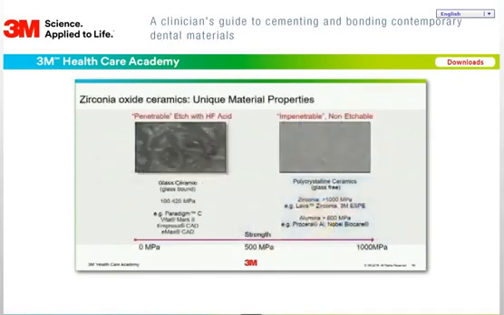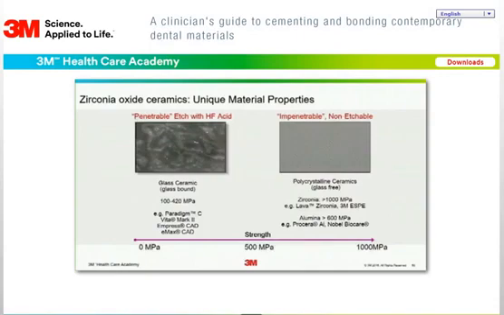Now, the zirconia oxide ceramics have unique properties, however. Although you have a glass ceramic which is penetrable by the hydrofluoric acid, on the other hand, the oxide ceramics do not have a penetrable surface. Hence, acid has no effect on them.